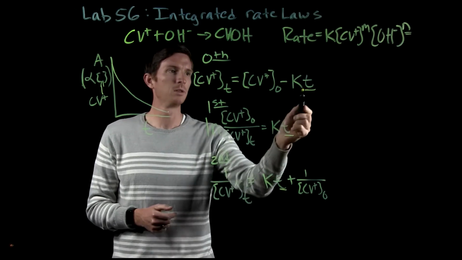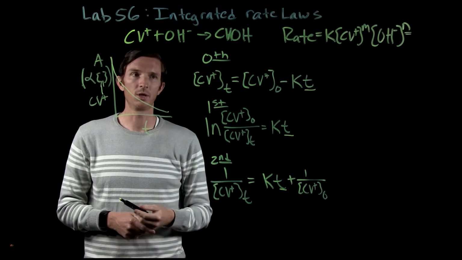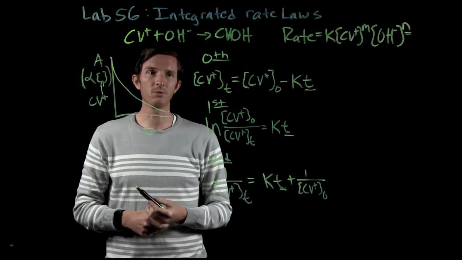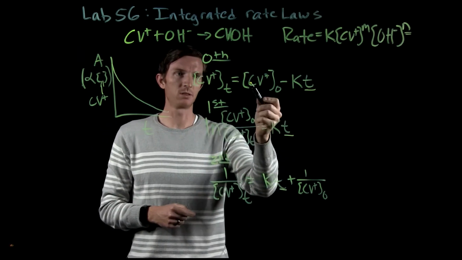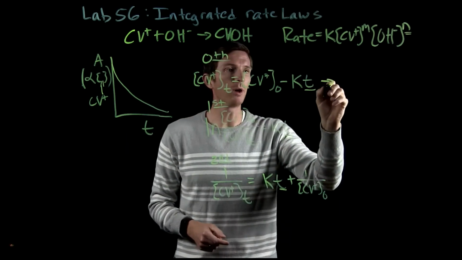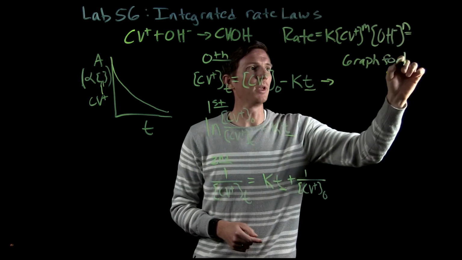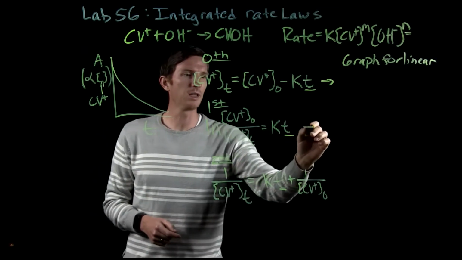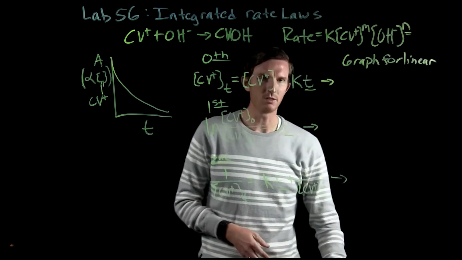Time, time, time related to our concentration. Okay, and so we can think about this, for example, our first one would be y equals mx plus b. Okay, we could rewrite it there. And so if we wanted to graph something that would be linear, we want to see, can we graph something that would be linear for each of these different relationships?